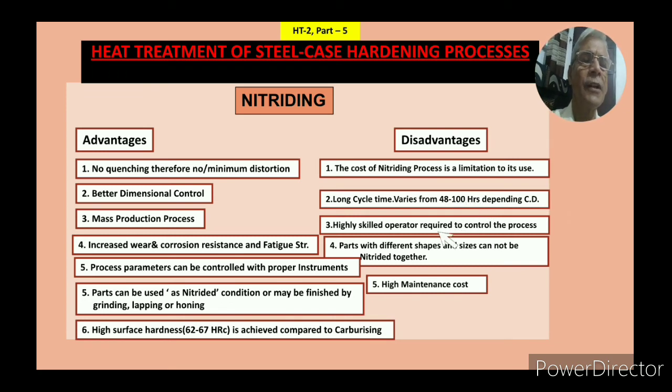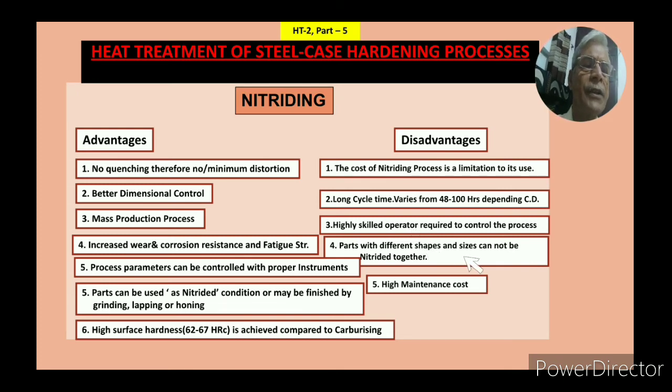High skilled operators are required to control the process, because this is a quite technically sound process. You have to keep a skilled operator so that he can maintain all those process parameters like ammonia flow, gas generator, dissociation of ammonia, temperature inside the furnace, leakages and all those things. So you need a very skilled operator who knows about the nitriding process.